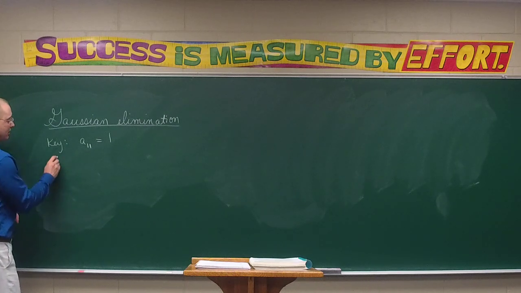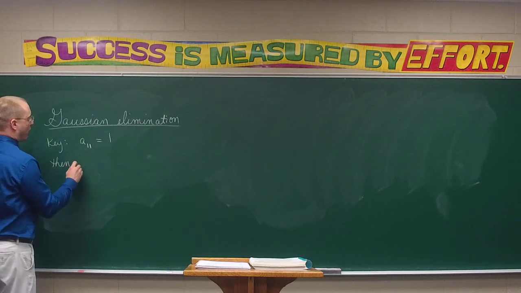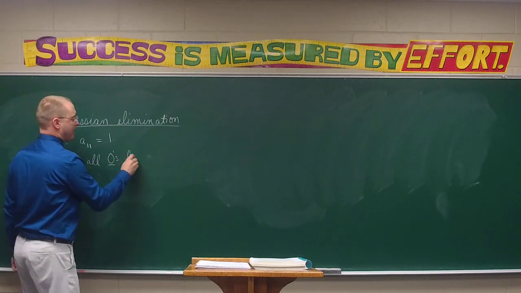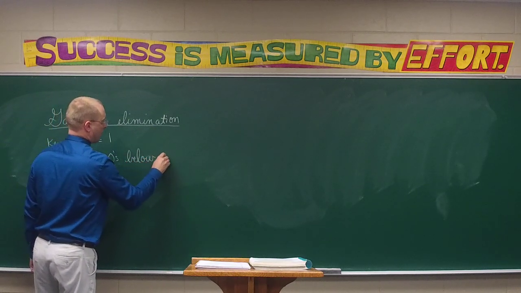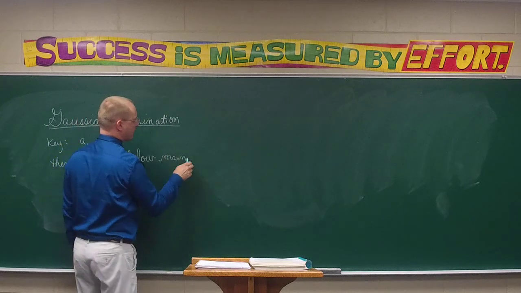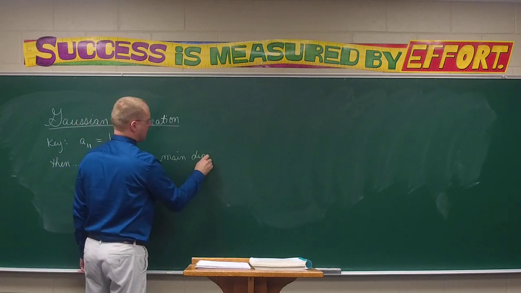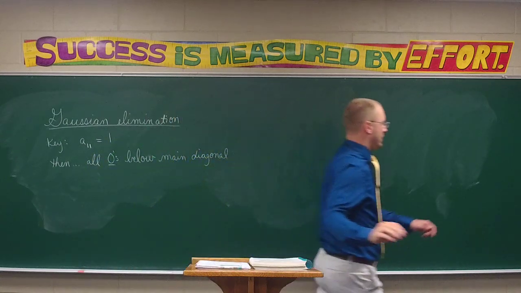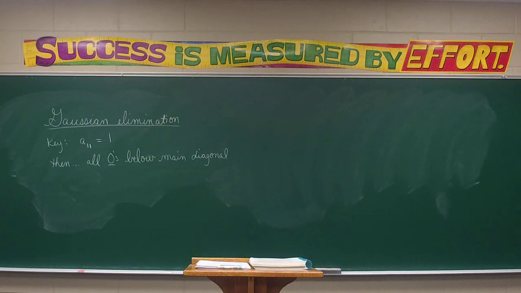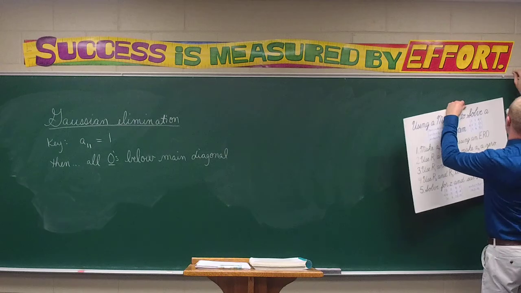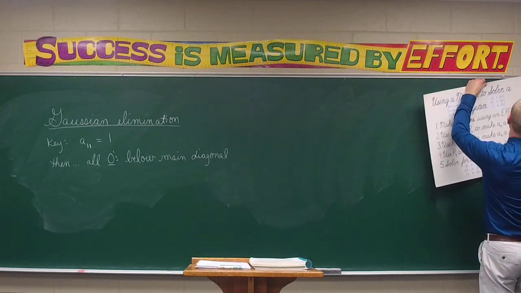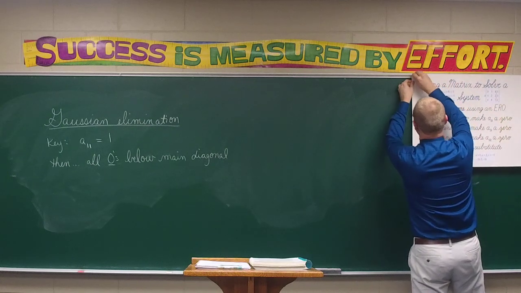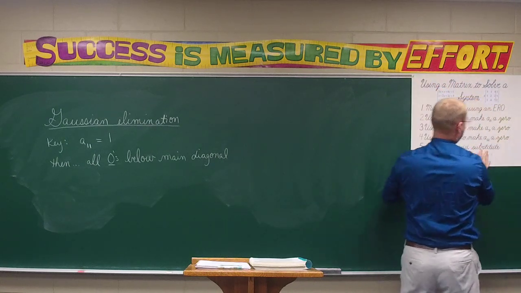After that, we want all zeros below the main diagonal. I'm going to put this on the chalkboard so it shows up on the camera a little bit better for us. And I'll have you copy down some of these steps as we work this example problem through.